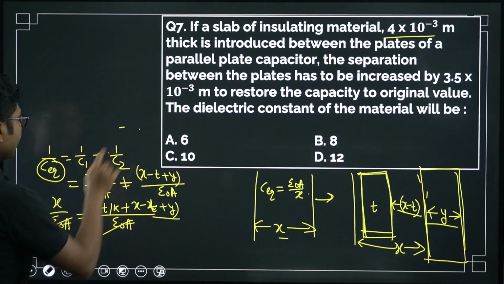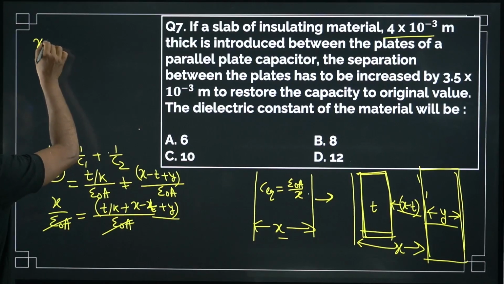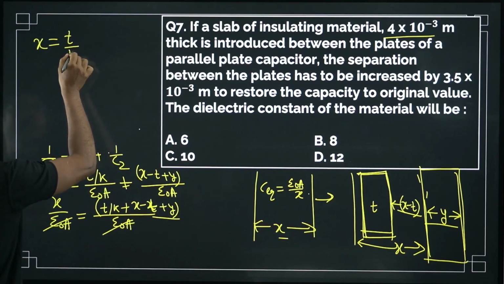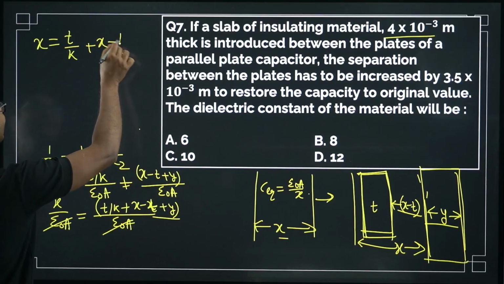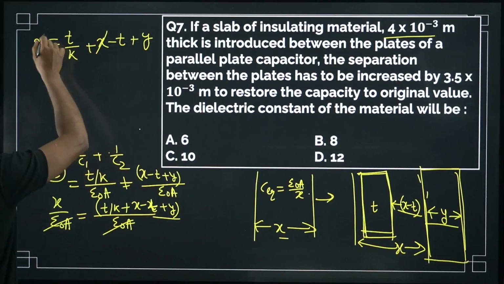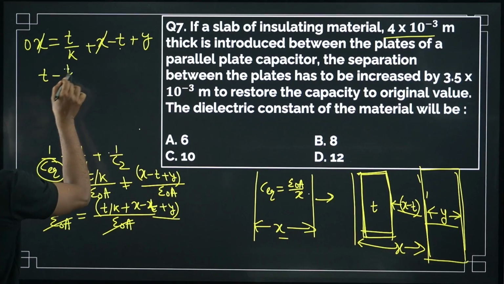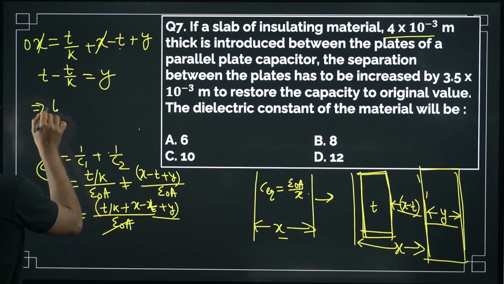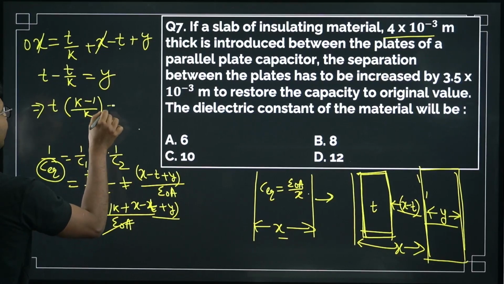This is just a derivation. If you know the answer directly, if you know the formula, you can apply it. Those who don't know, this is the process to solve from the beginning, and I will establish the rule after I solve it. So x minus t plus y, x cancels, so this side we have 0. This goes to here: t minus t by k equals y, or t into k minus 1 by k equals y.